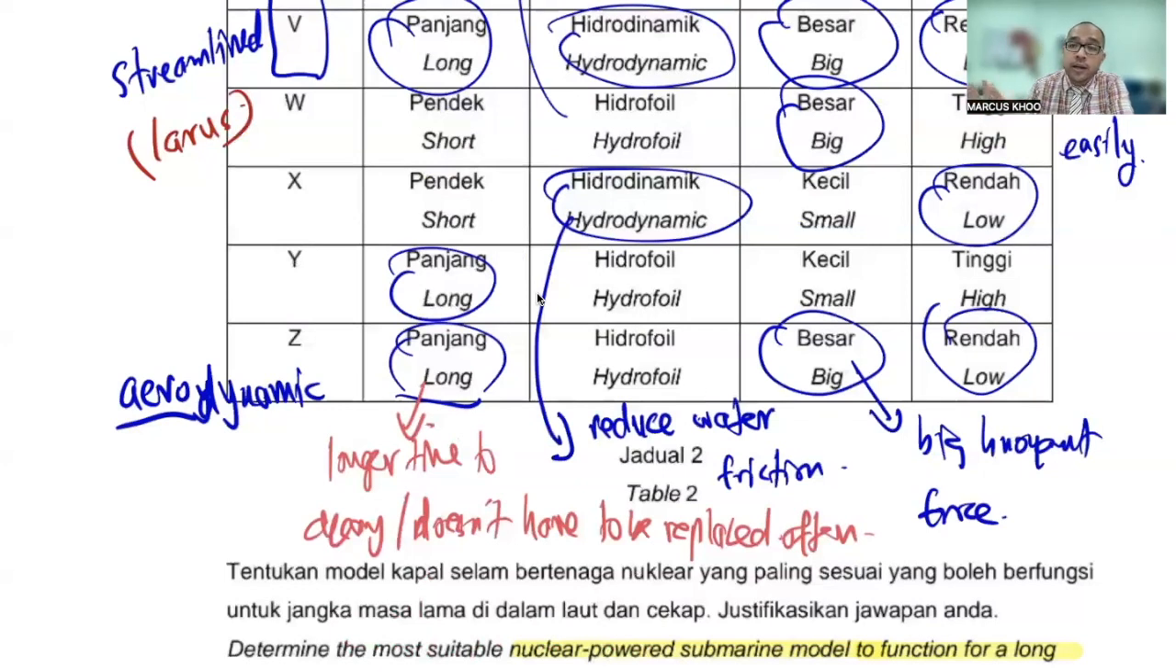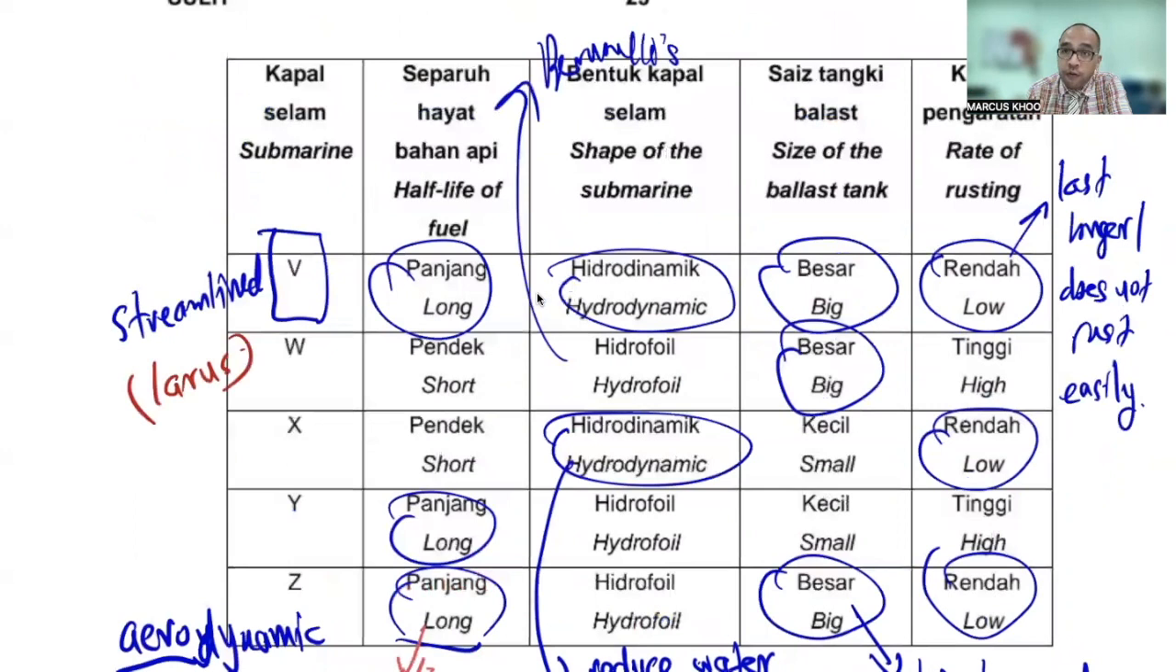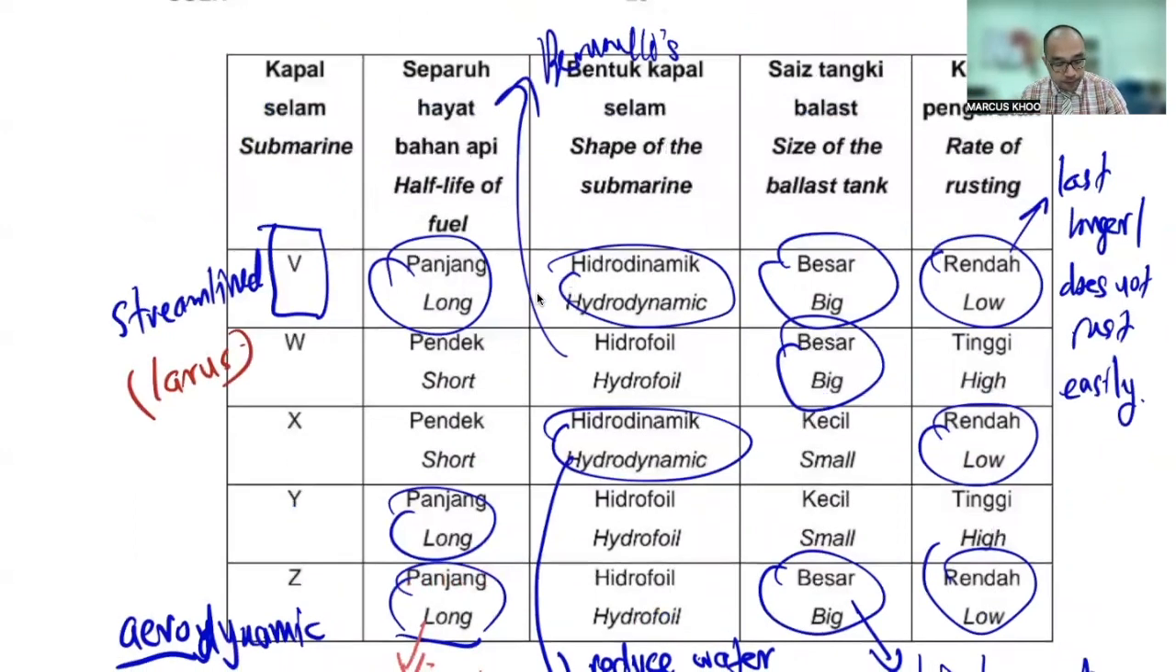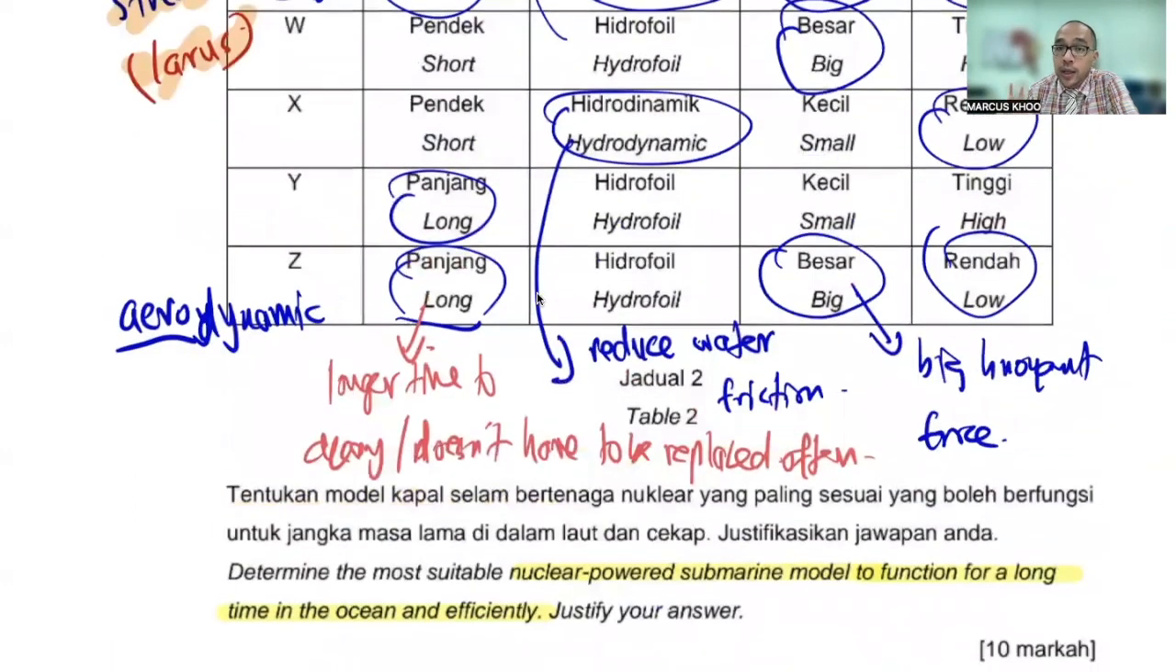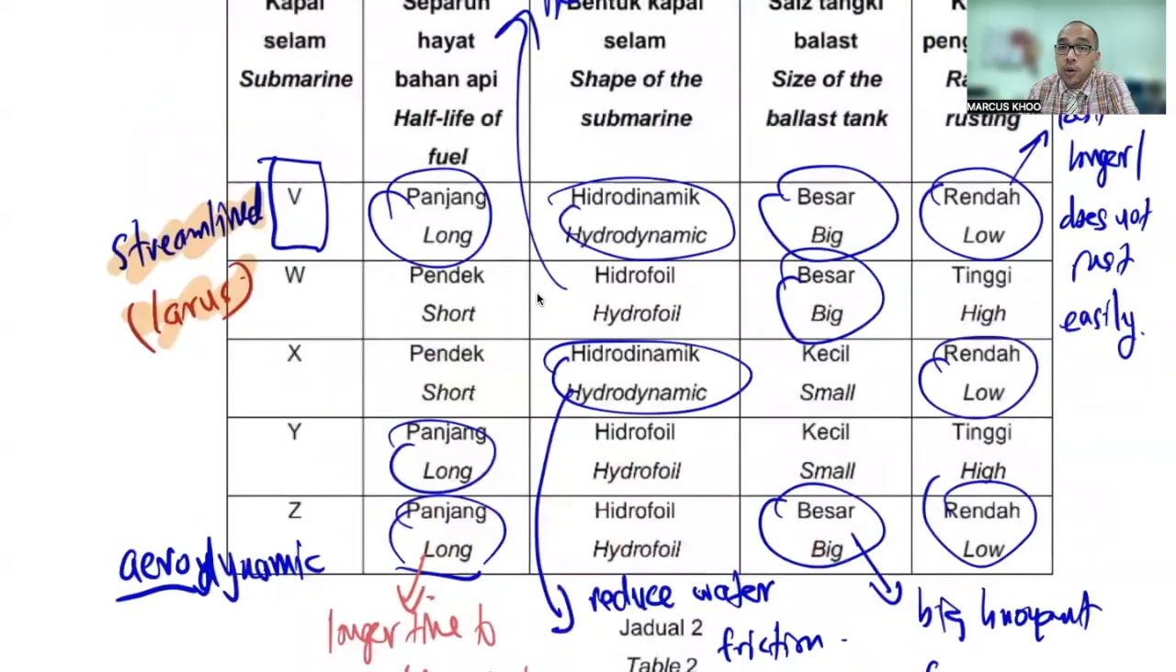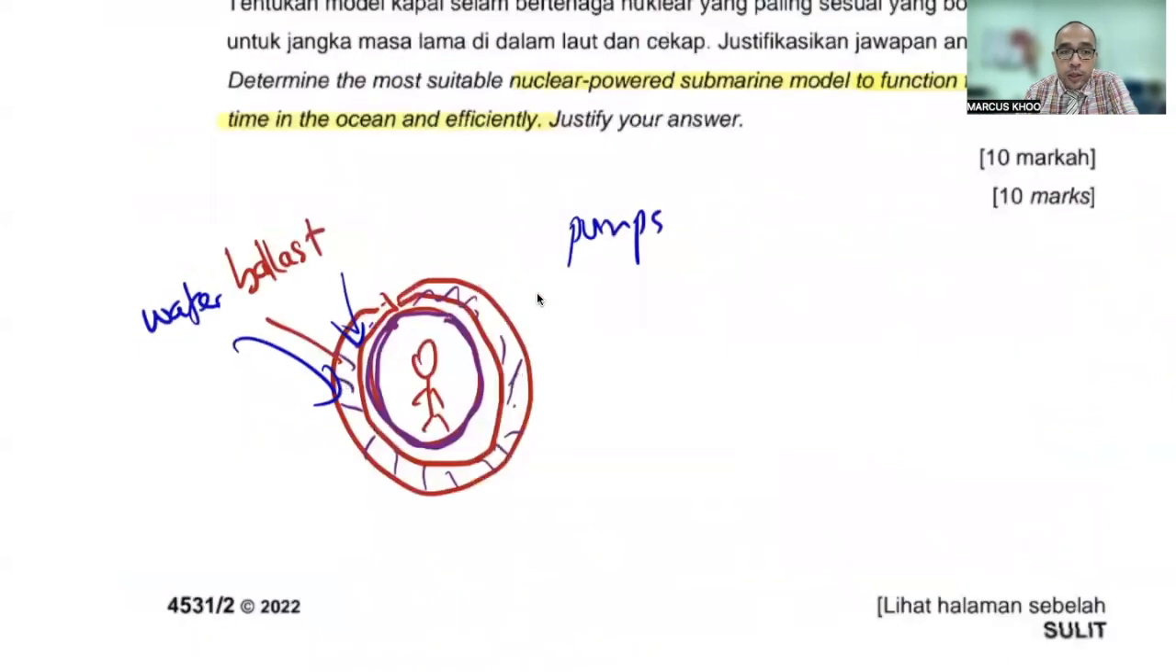Just like an aerodynamic shape is to reduce air friction. Another word for hydrodynamic that we often see is the word streamline. Streamline over here, dalam bahasa Melayu is bentuk larus lah. So all these are similar words which are used to describe the shape of submarines, ships, yachts, etc. Now the size of the ballast tank should be big. So that when you have a big ballast tank, you can have a big buoyant force lah.